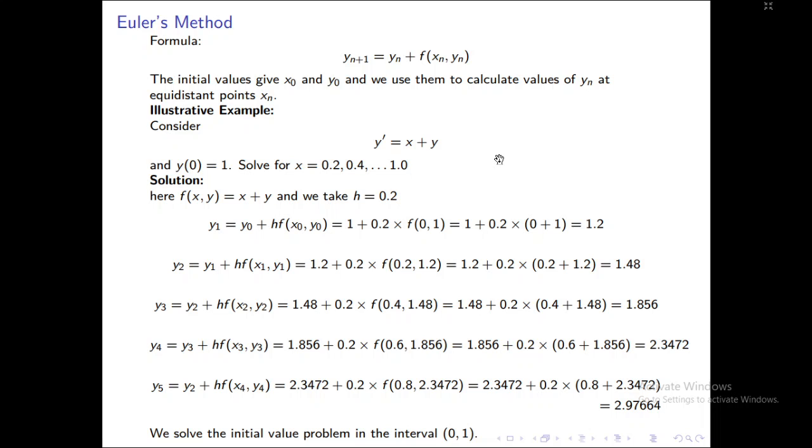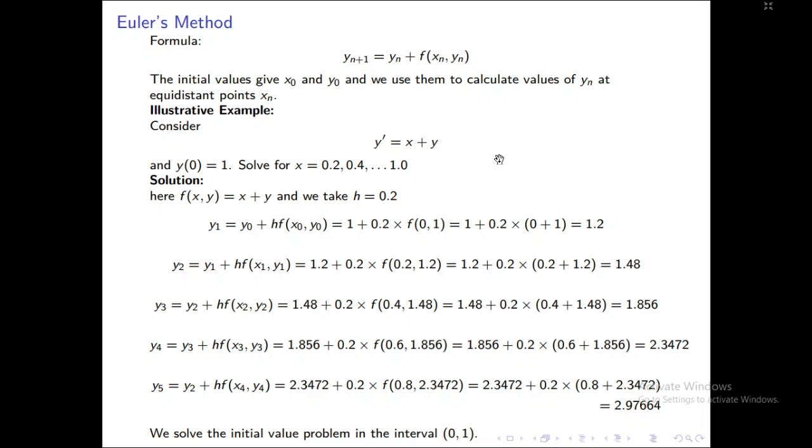So the value of y1 using the formula, that is n equal to 0, we get y1 is equal to y naught plus h into f of x naught, y naught. The value of y naught is 1, x naught is 0, and substituting in the equation it is 1 plus 0.2 into f of 0, 1. f of x, y is equal to x plus y, so f of 0, 1 is equal to 0 plus 1, so it is 1 plus 0.2 into 0 plus 1, which is equal to 1.2.